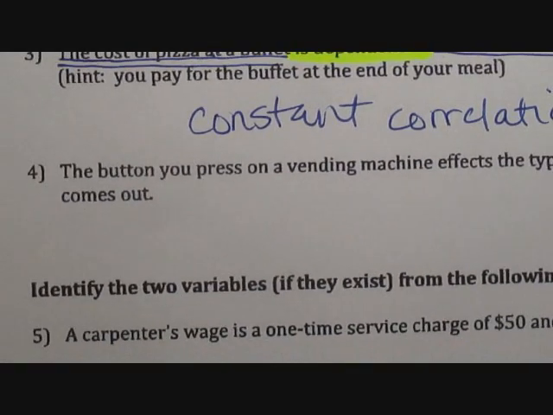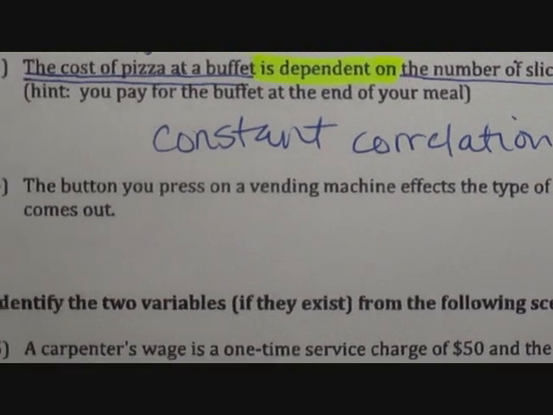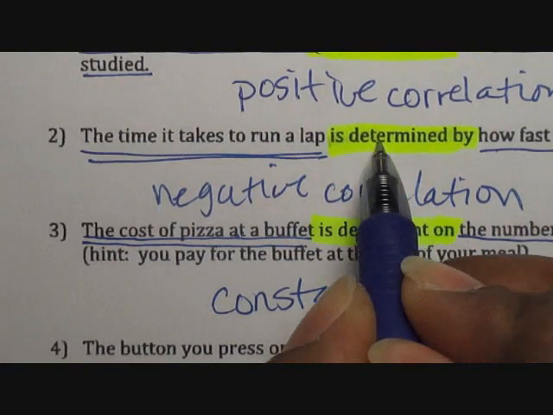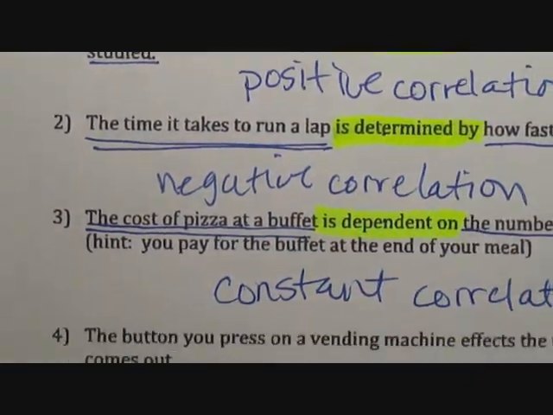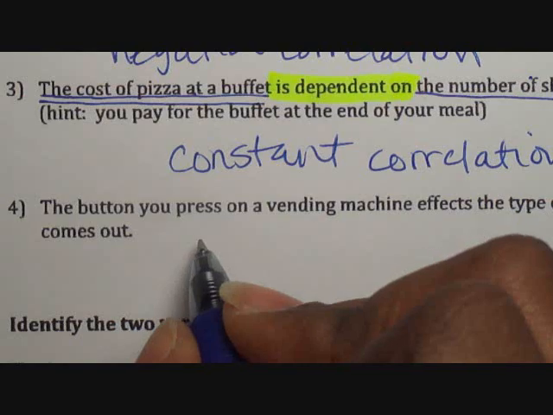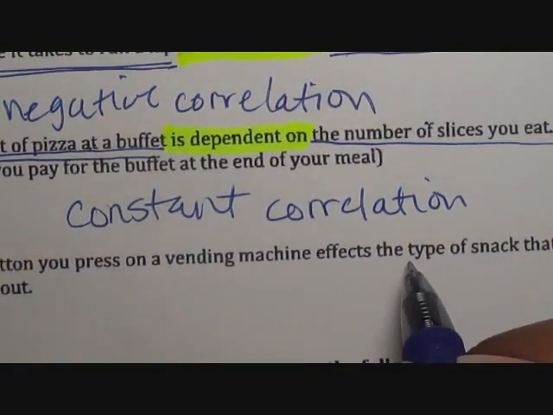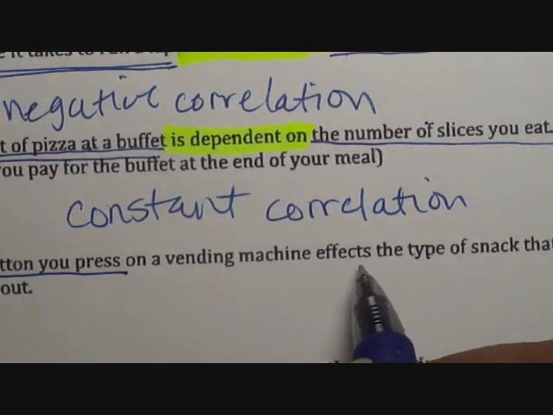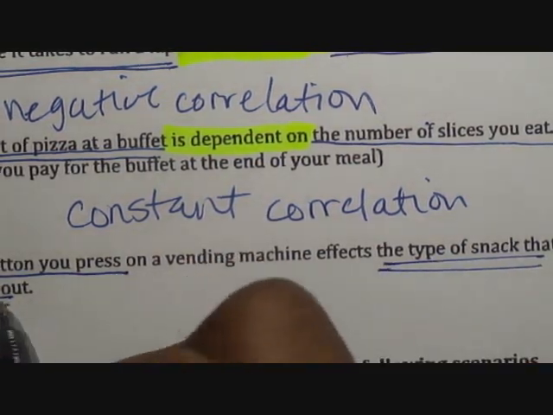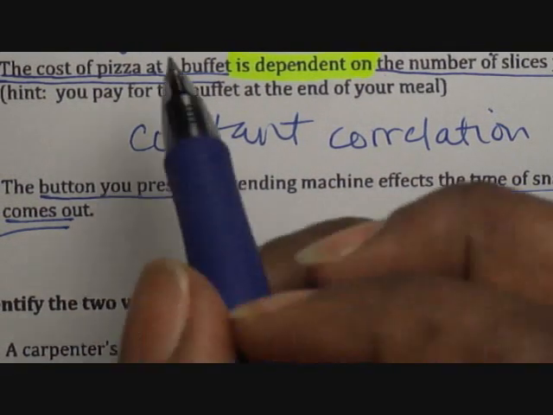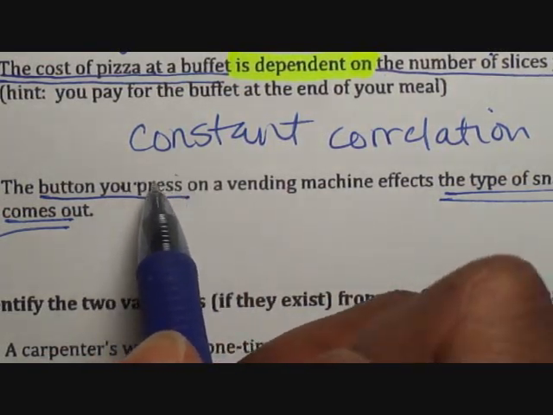And for another example, we're going to go ahead and go to number 4. The button you press on a vending machine affects the type of snack that comes out. This is a really, really good example, and we don't have any keywords to help us determine what comes first. But I know that if I walk up to a vending machine, I'm going to push the button and then something will come out. So I know that I press the button first, and then the type of snack I want will come out. However, we can't increase or decrease because this is not something of value.